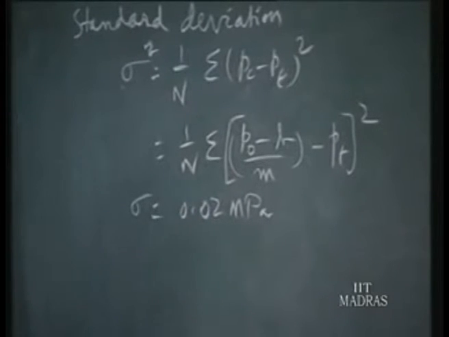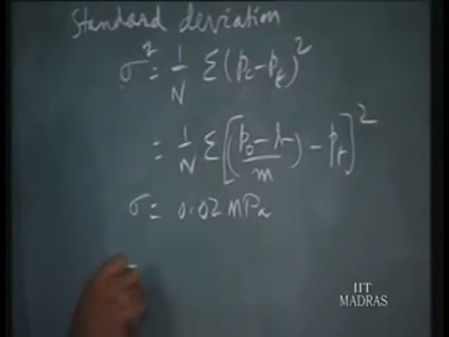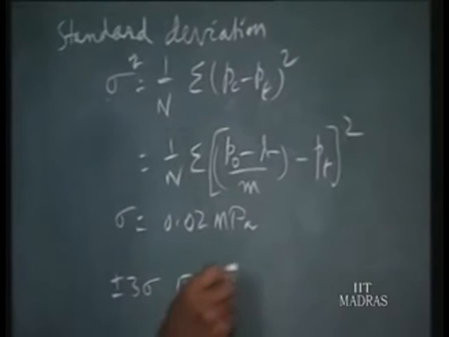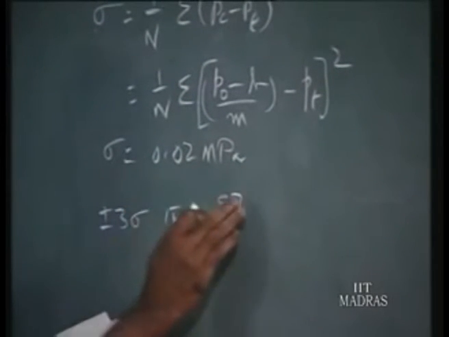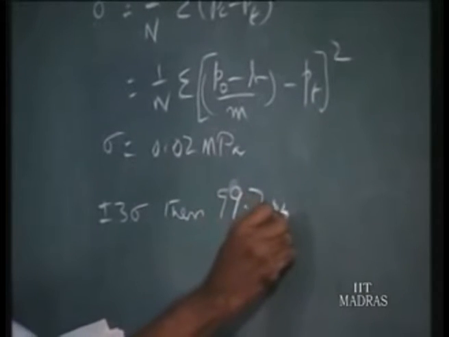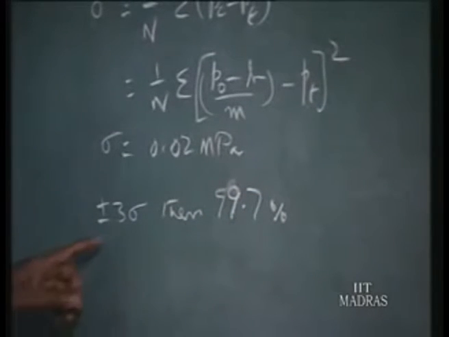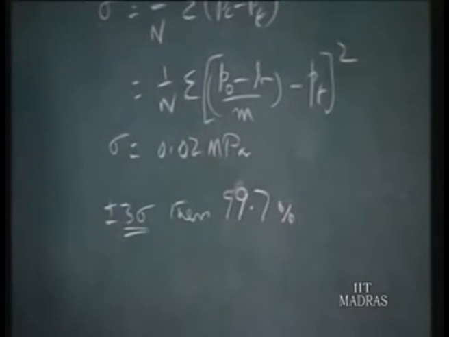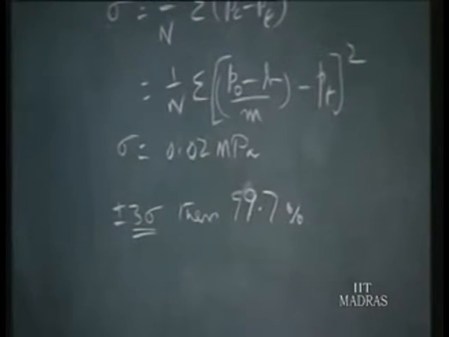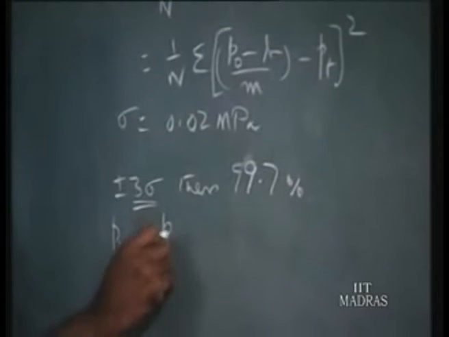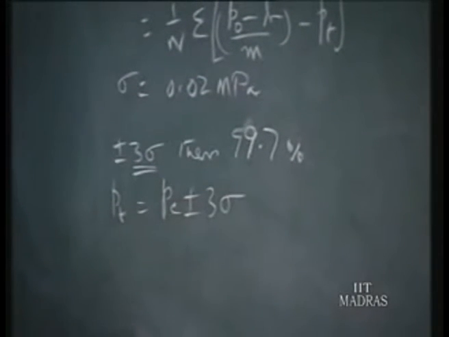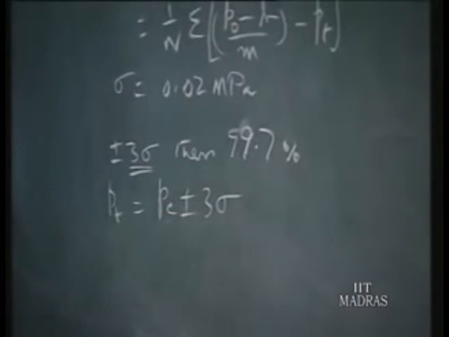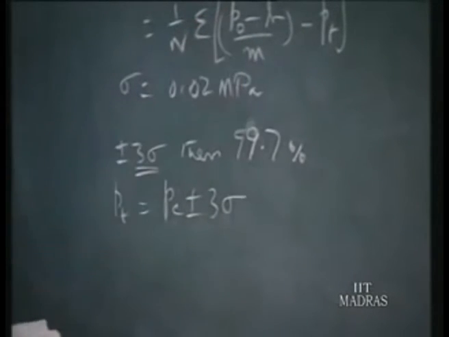By Gaussian distribution, if we take the limit as plus or minus 3 sigma, then 99.7% of the readings will have the error within the plus or minus 3 sigma limit. So this is normally adopted. The error will be put as plus or minus 3 sigma. So now Pt is equal to Pc plus or minus 3 sigma. That is, the theoretical value lies between the limits of plus or minus 3 sigma from the corrected value, P0 minus b by m.